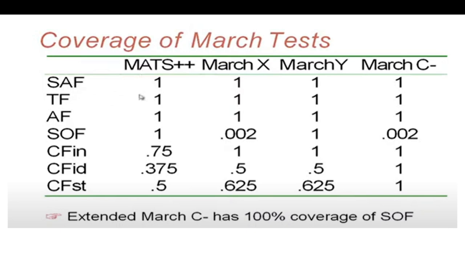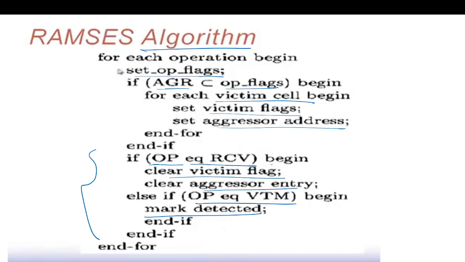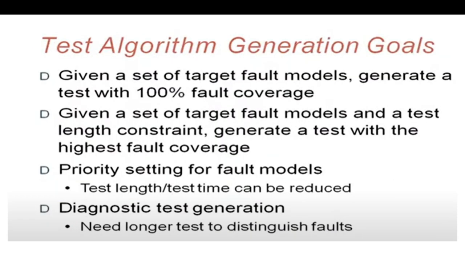So the coverage of March test: extended March C minus has 100% coverage of stuck open fault. Test algorithm generation rules: given a set of target faults, generate a test with 100% fault coverage. Given a set of fault models and a test length constraint, generate a test with the highest fault coverage. With priority setting for fault models, test length or test time can be reduced. Diagnostic test generation needs longer tests to distinguish faults.